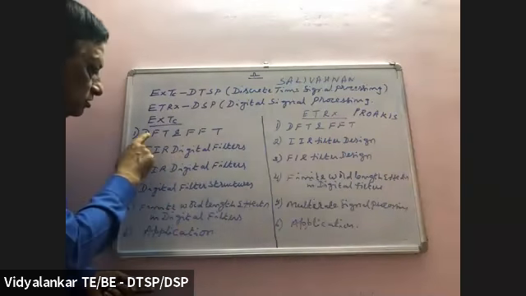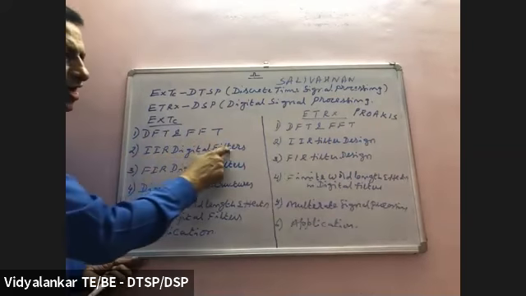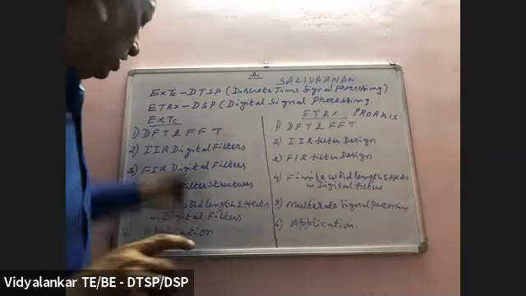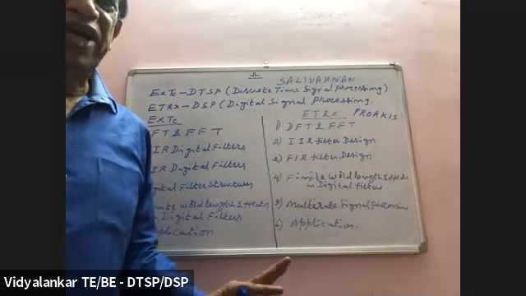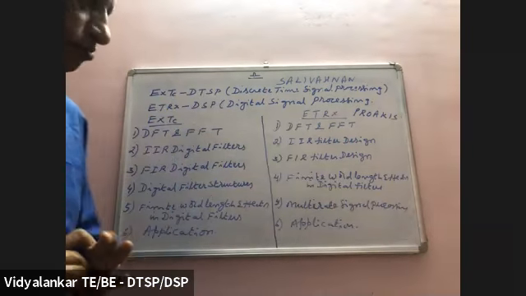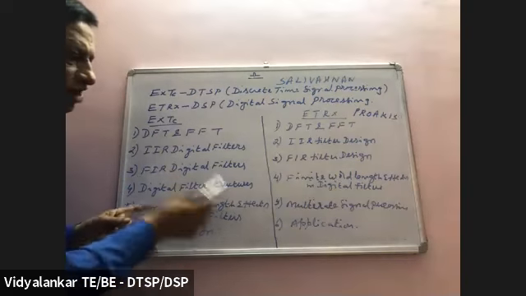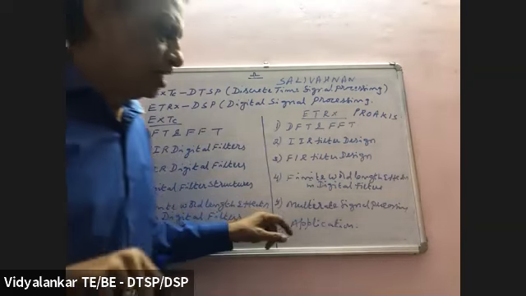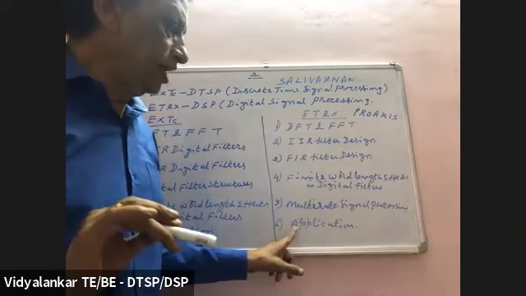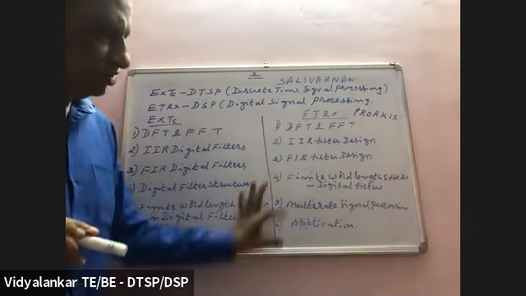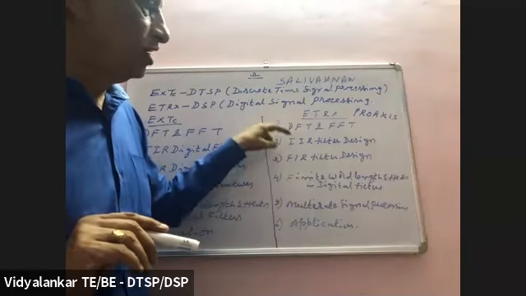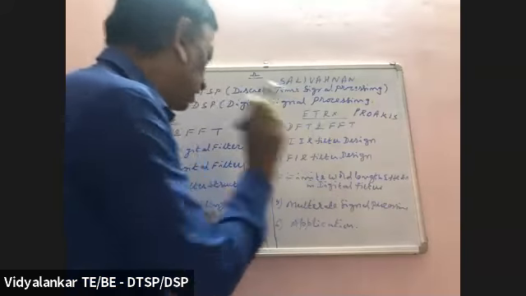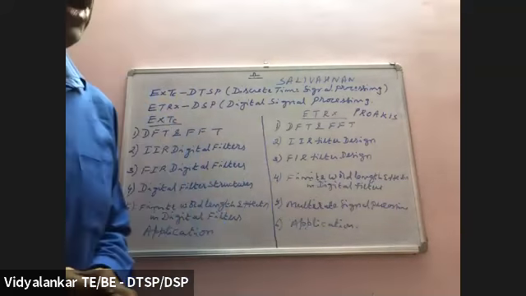Again, observe: DFT, FFT, IIR digital filters, FIR digital filters, filter structures. These four modules are completely numericals. There is no theory in them. Where theory is there is in finite word length effects: 50% theory, 50% numericals. Multi-rate signal processing and applications are completely theory. So these two are theory, and the first three are completely numericals. The fourth one is half numerical and half theory.